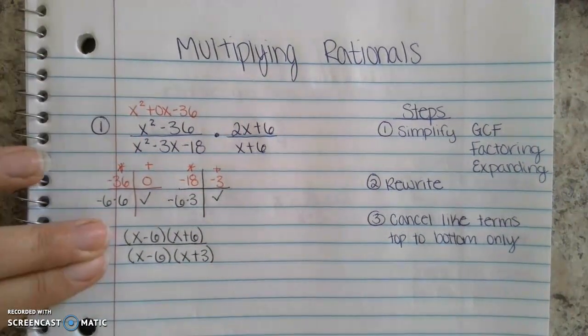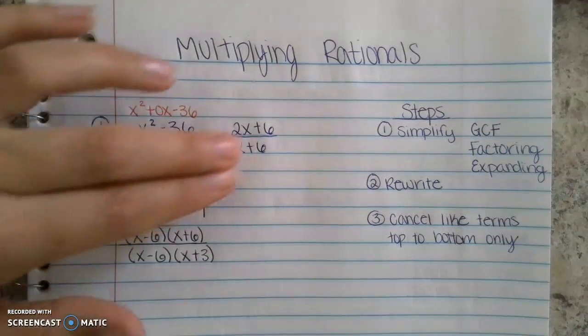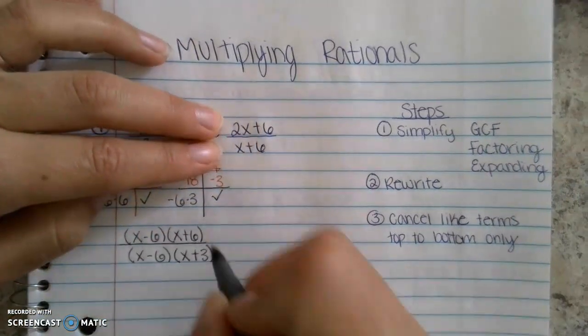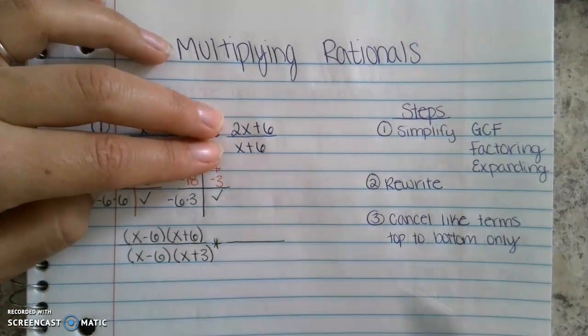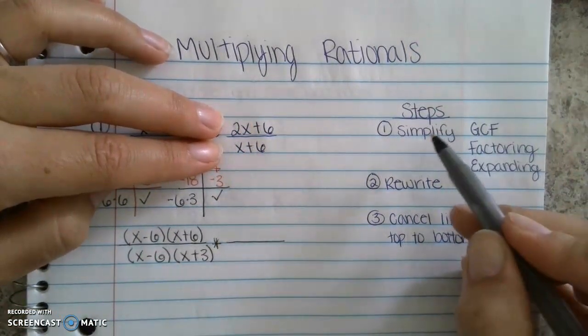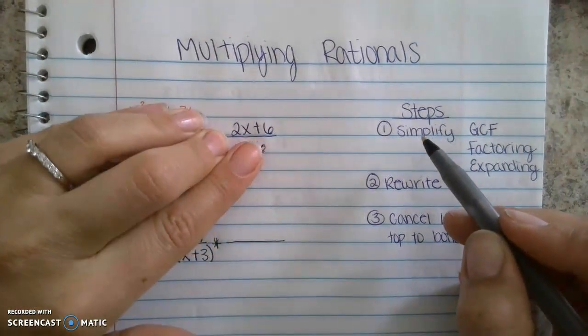Okay, so that was my first fraction. I went ahead and I rewrote it. Okay, now I want to look over here at my other fraction. So I'm going to go ahead and put my multiplication symbol here, and I'm going to make my other fraction. And now we want to, again, we're still in this simplifying step. So I want to take a look.